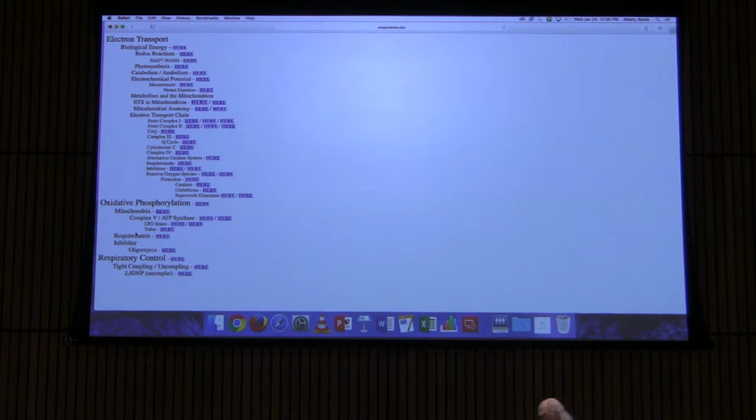Electron transport is the movement of electrons through various carriers in the inner mitochondrial membrane. I'll repeat that. Electron transport is the movement of electrons through various electron carriers in the inner mitochondrial membrane. The mitochondrion is absolutely the cell's power plant. You always hear that description. It's the cell's power plant because of electron transport and oxidative phosphorylation.